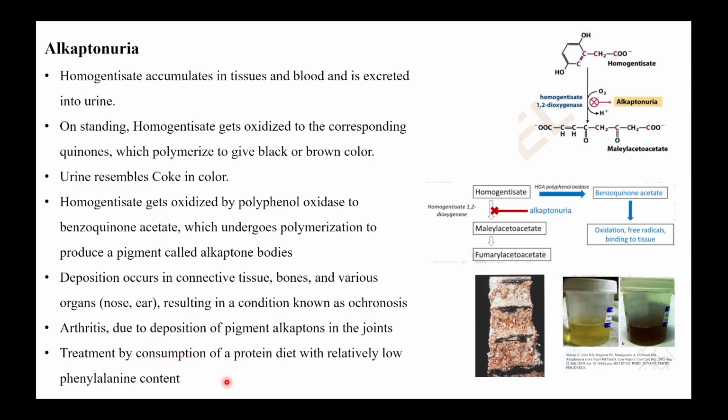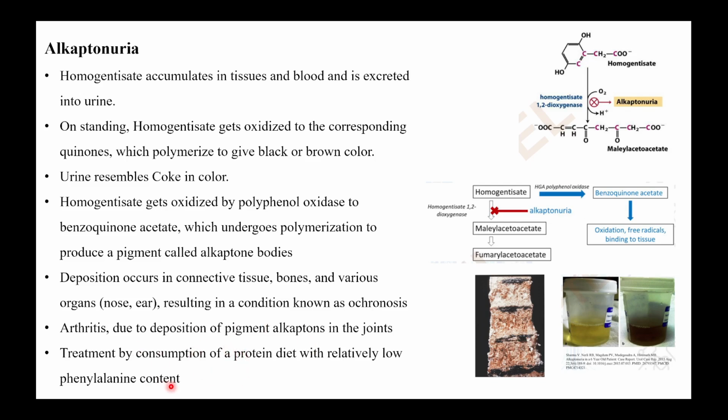And the basic treatment is consumption of a protein diet with relatively low phenylalanine content. If you have a diet low in phenylalanine, there will be less tyrosine and a lesser amount of homogentisate forming, and these clinical manifestations will be reduced. Again, phenylalanine is an essential amino acid.